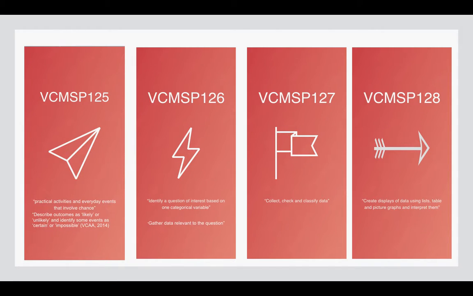Students will create displays of data using lists, tables, and picture graphs and interpret them. For example, a student may use a bar graph over a picture graph as a means of comparing two sets of data and make decisions based on the data results.